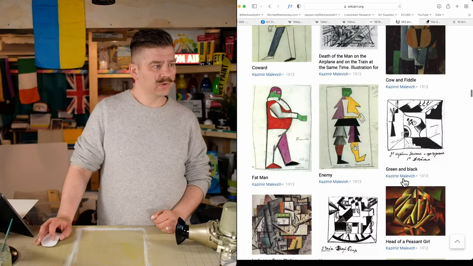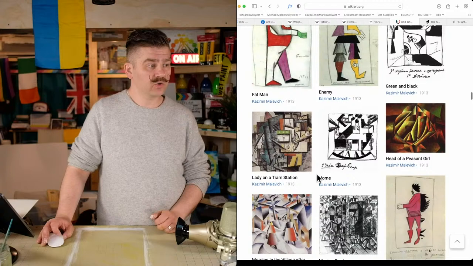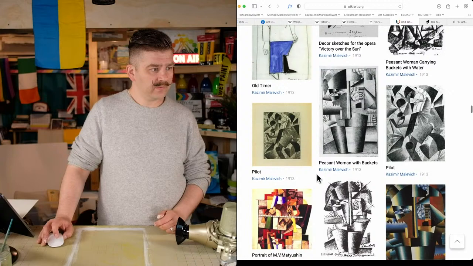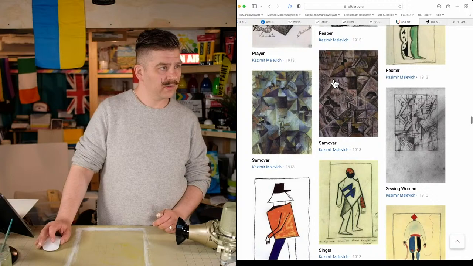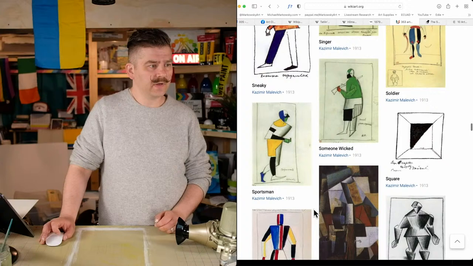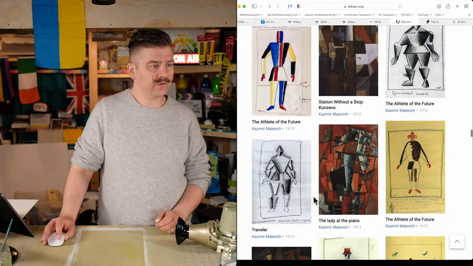He's also designing backdrops and costumes for some of the Russian ballets, until about 1915, which is the pivotal year here. We're still in 1913. Here's some cubist-inspired stuff. Again, it's not uncommon for artists to try different styles. Here we go, the black square. There's the sketch that starts to appear. What's he going to do with that black square?